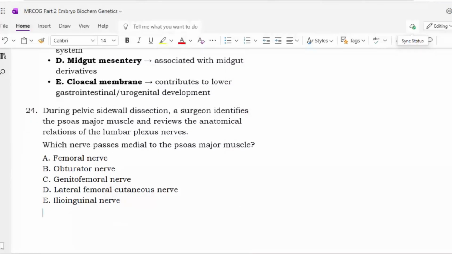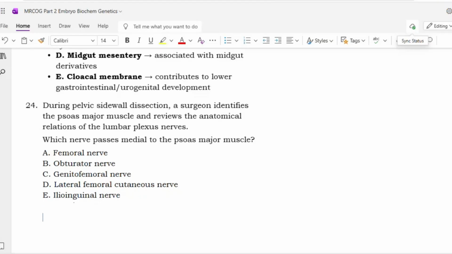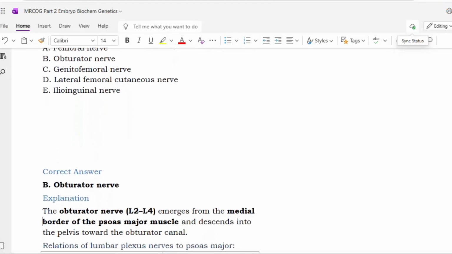Yes. During pelvic sidewall dissection, a surgeon identifies the psoas major muscle and reviews the anatomical relations of the lumbar plexus nerves. Which nerve passes medial to the psoas major muscle: femoral nerve, obturator nerve, genitofemoral nerve, lateral femoral cutaneous nerve, ilioinguinal nerve? Sir, option B, obturator nerve. It is the obturator nerve.